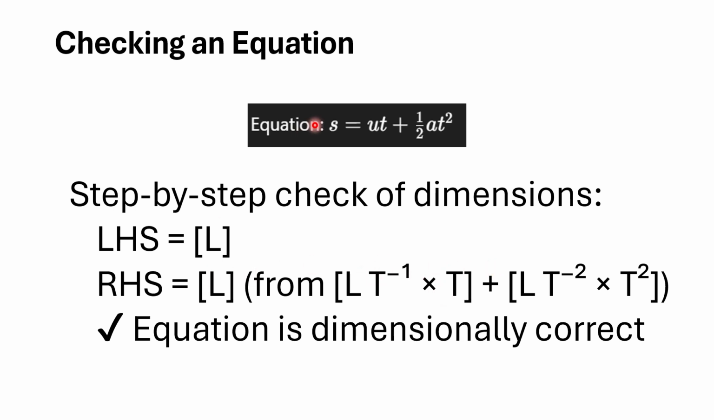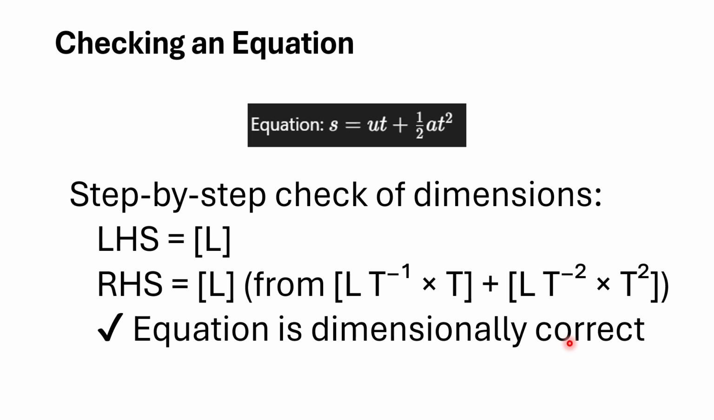So that means the left hand side is also giving us L dimension, and the right hand side after the derivation also gave us the L dimension. So the left hand side is equal to the right hand side on the basis of dimensions. So we can say that yes, this equation is dimensionally correct.